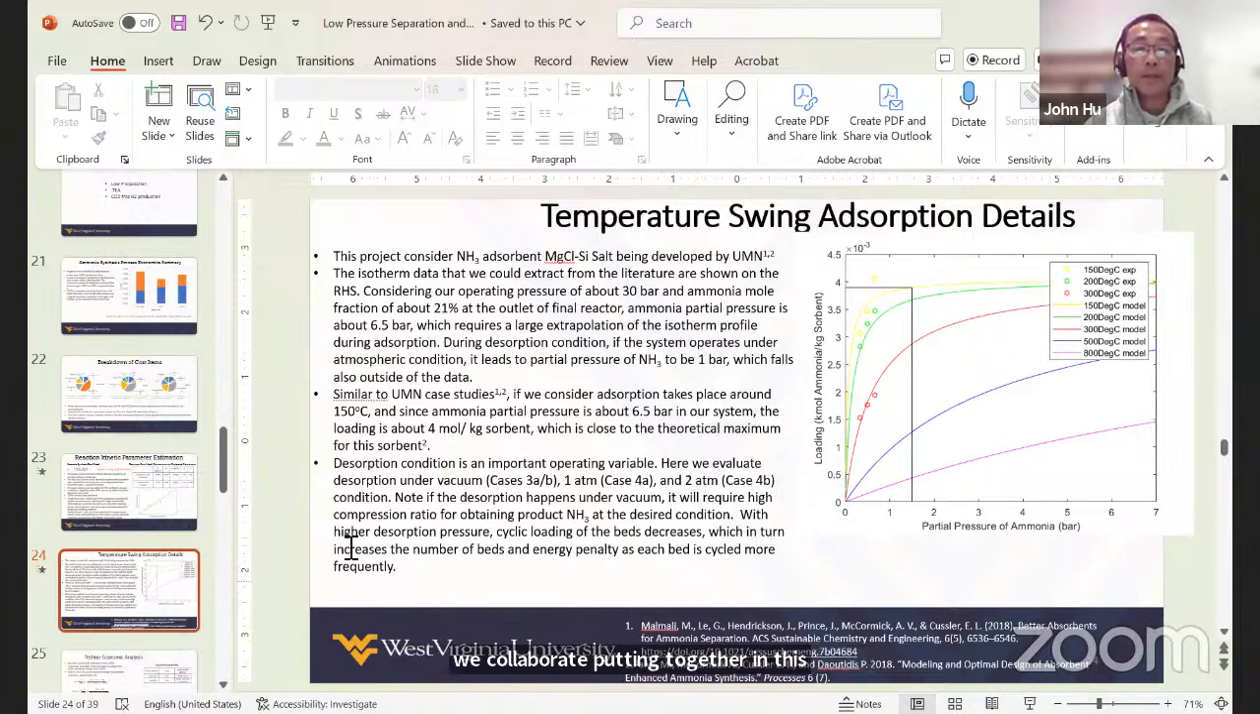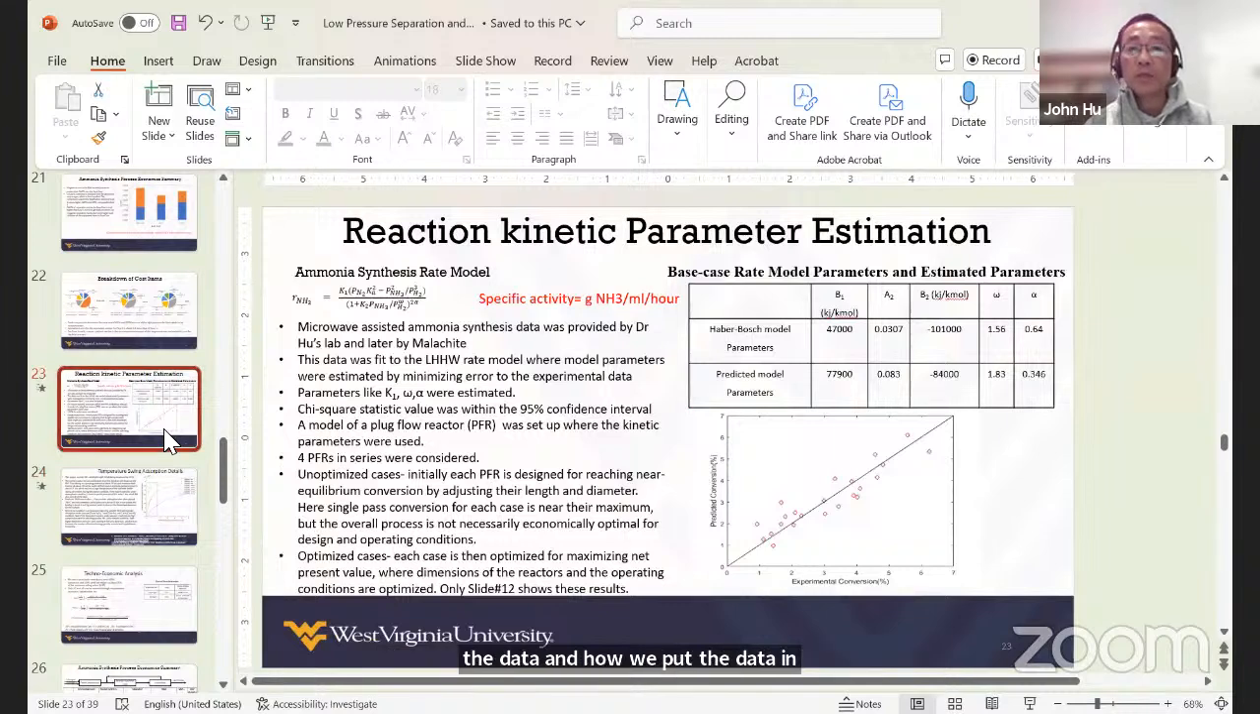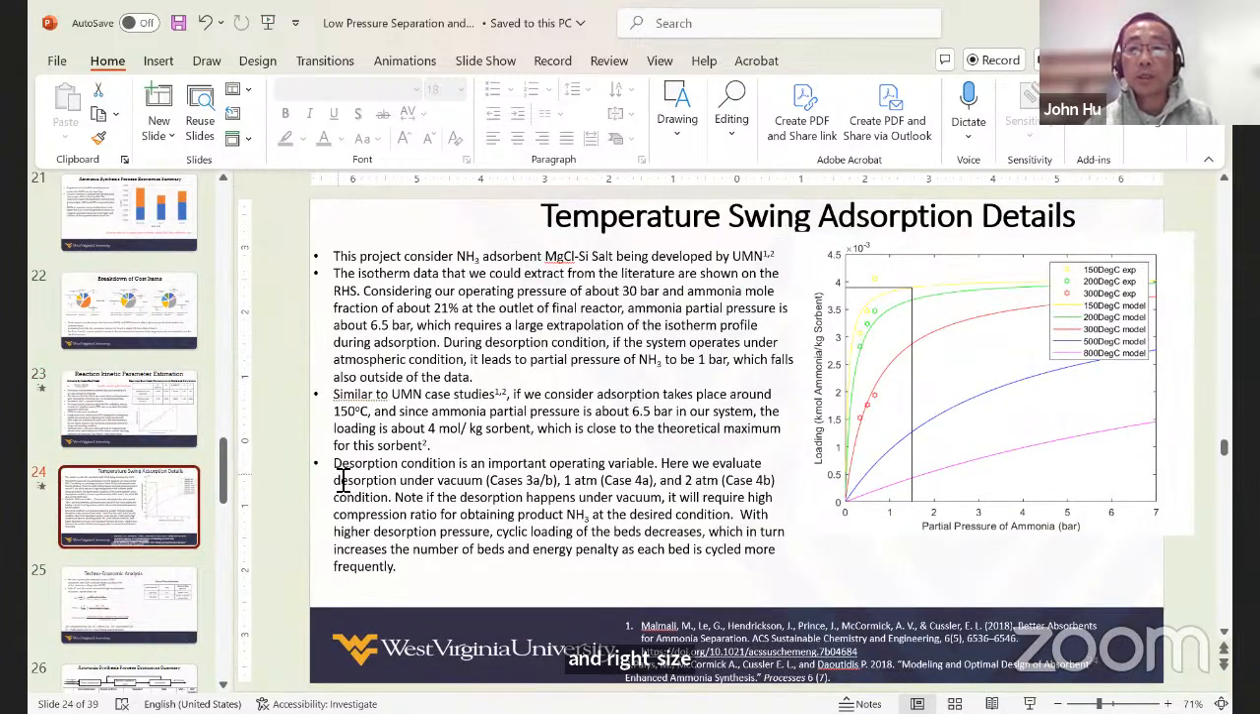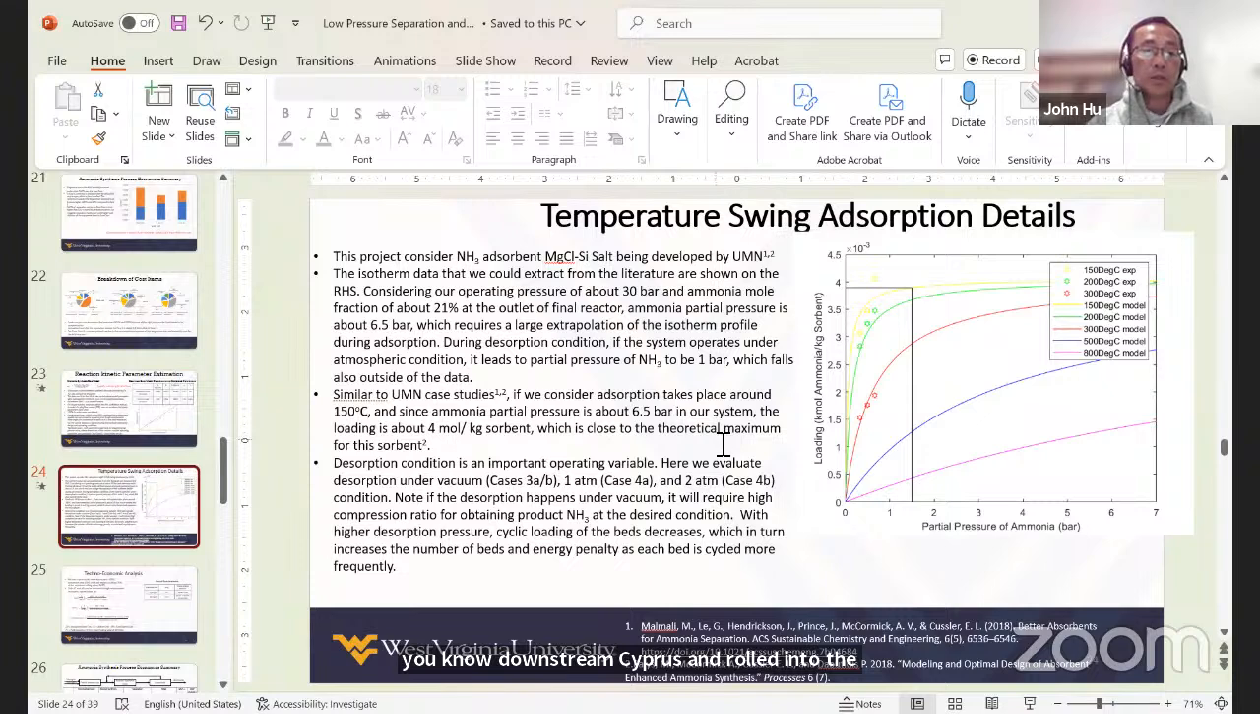Okay. Does anybody have any question about this data, and how we put in the kinetic data, which is related to the reaction, reactor size, and productivity, and also the temperature swing adsorption data into the downstream separation and roll it into the equation? Anybody have any question?